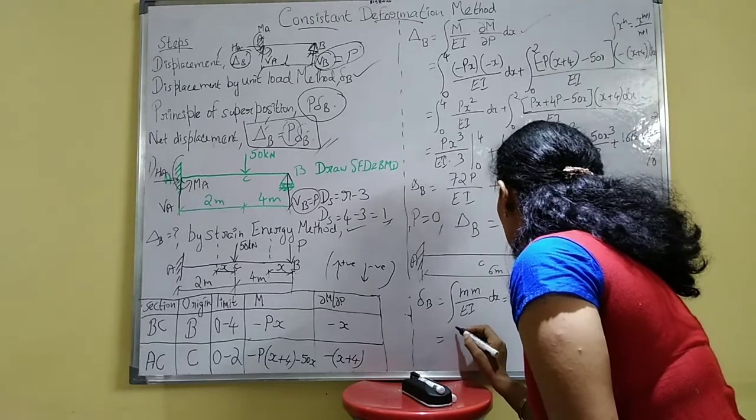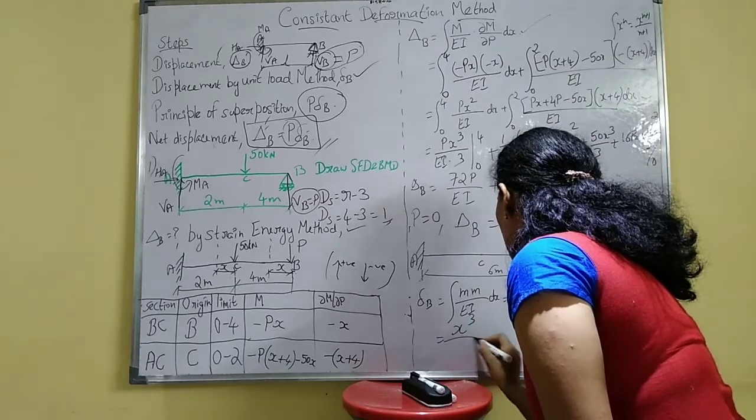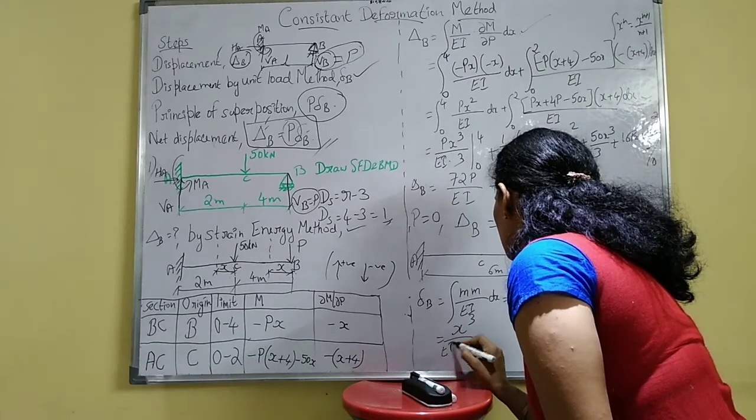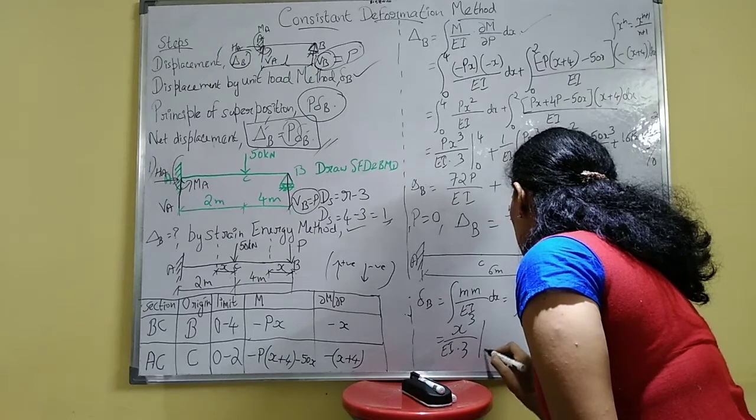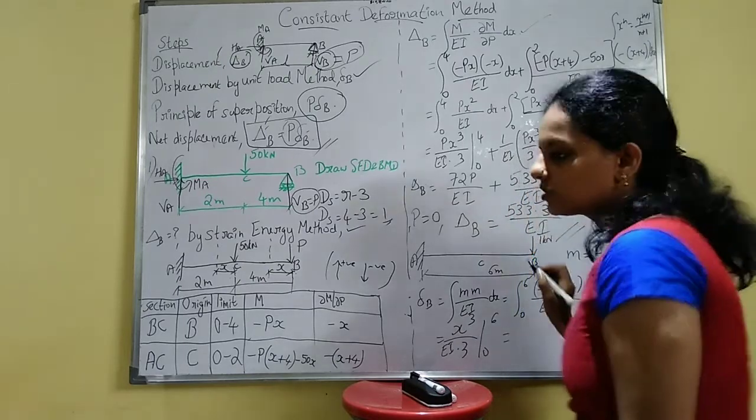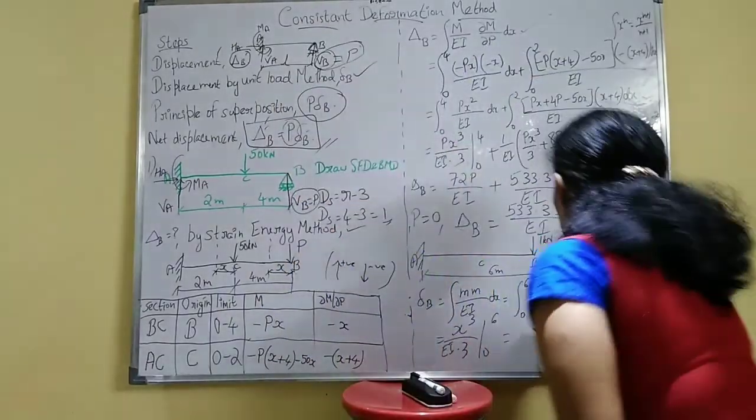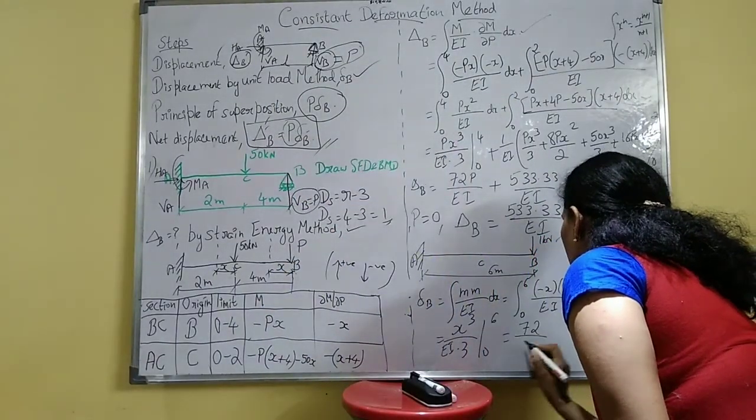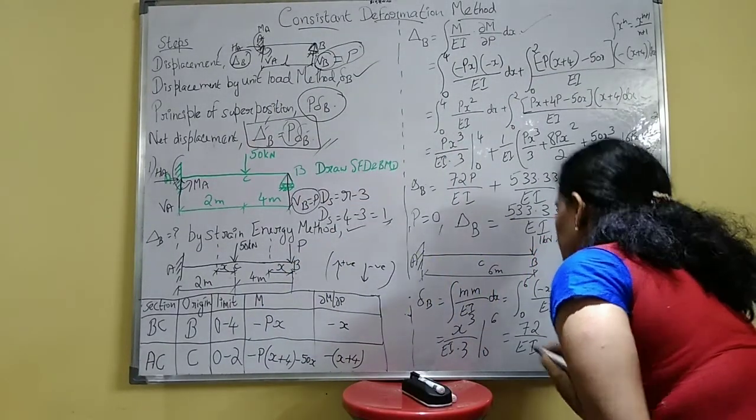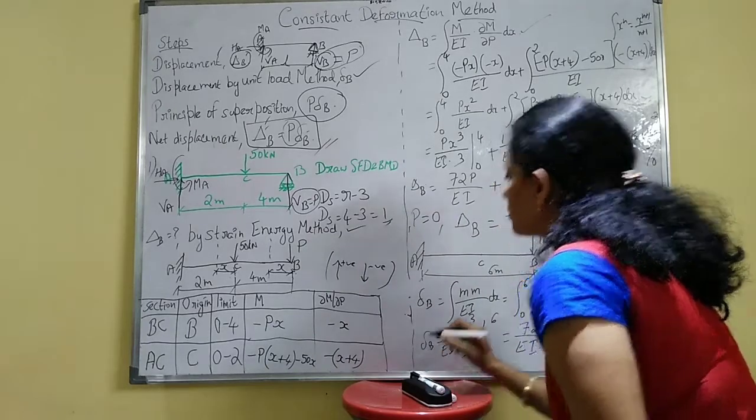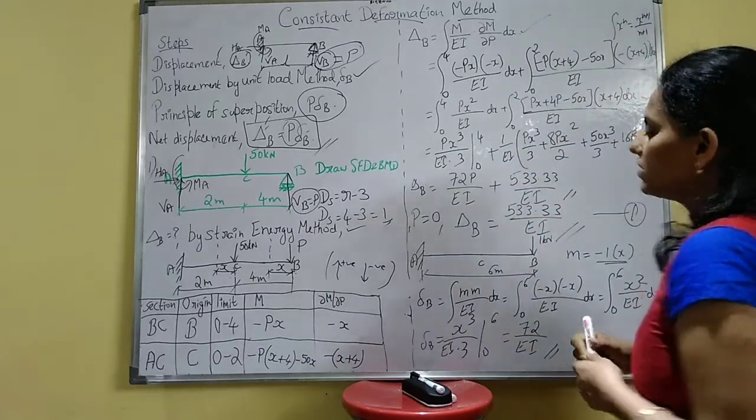So integrate it, that is nothing but x cube by EI into 3, limit 0 to 6. Substitute and get the value of small delta B. So small delta B will be 72 by EI. This is small delta B. Next is net displacement.